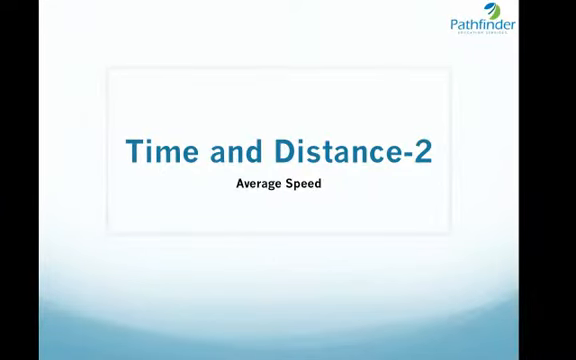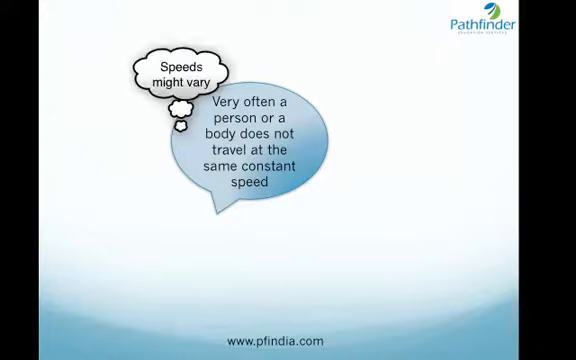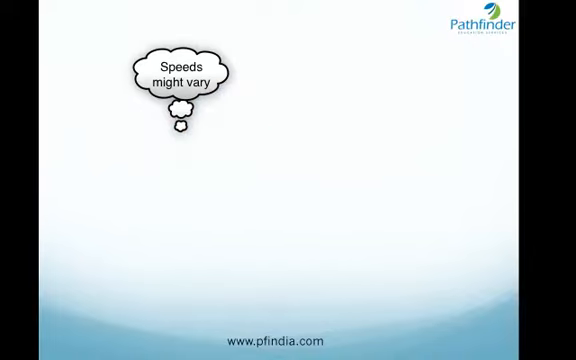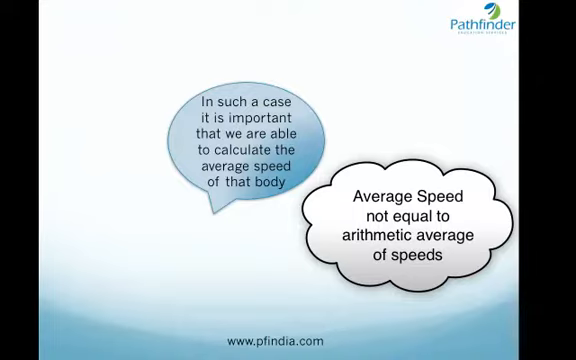So we move on to the next concept, that is the concept of average speed. Very often, a person or a body that travels does not travel at the same constant speed. So their speed might vary over different segments of their travel. In such a case, it is important that we are able to calculate the average speed of the body. And mind you, the average speed in such a case is not exactly equal to the arithmetic average of the two or three different speeds.